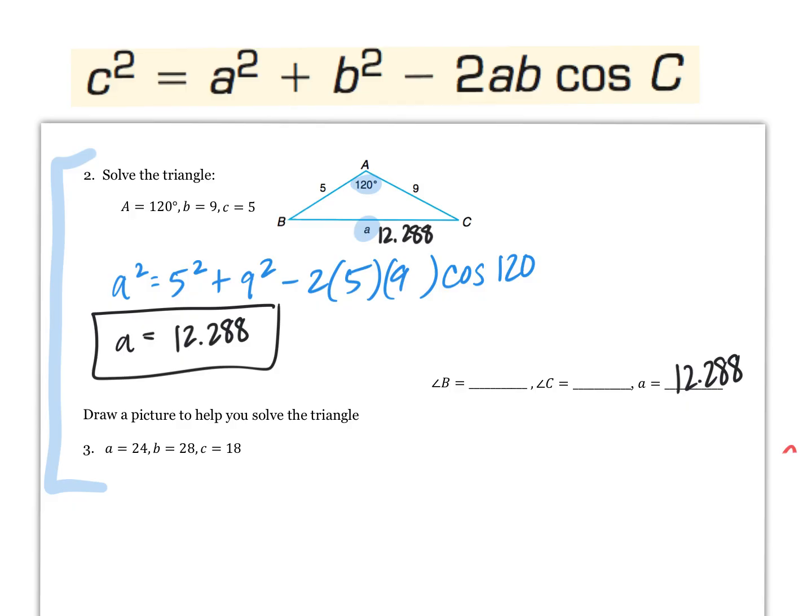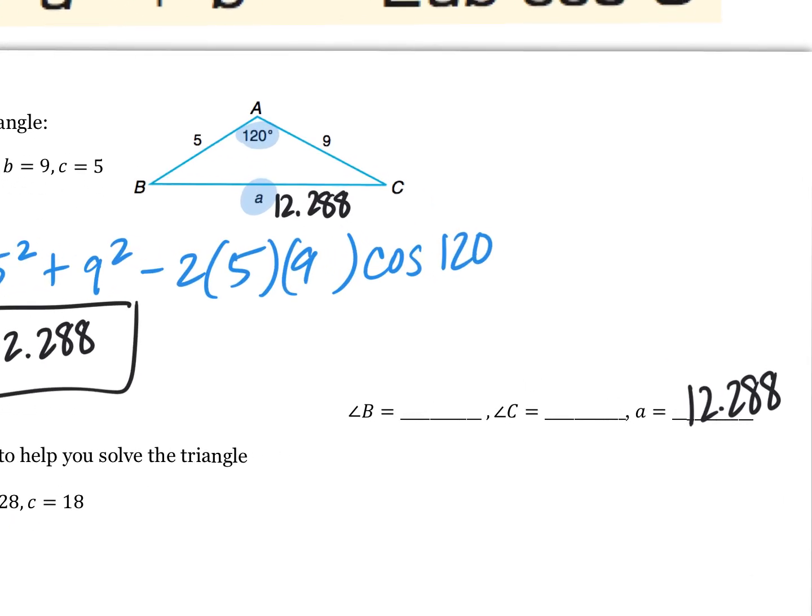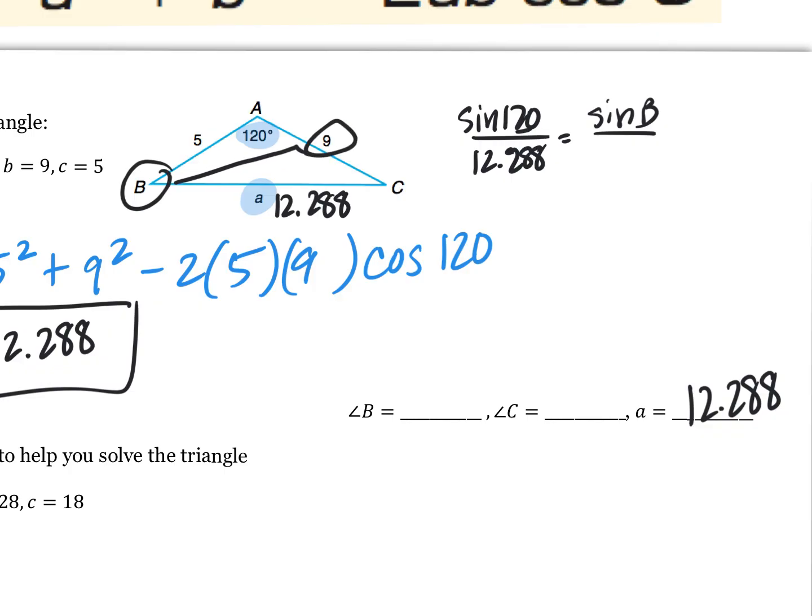Is law of cosines back on the table now? Or law of sines? We could use law of sines, because now I have an angle and its opposite side. So I could say sine of my angle over 12.288 equals, which one do we want to find first, B or C? B. Sine of B over, what's your side length? 9. Yeah, 9 goes with B. We're going to cross multiply.